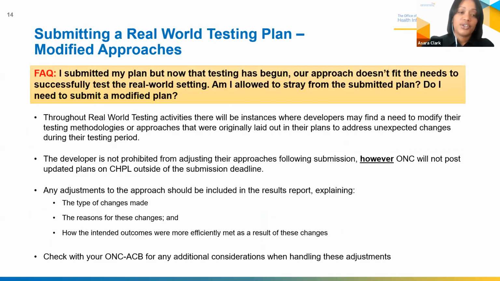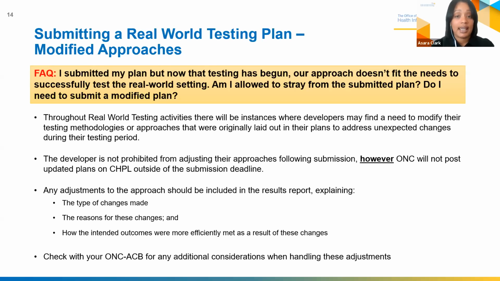All right, so we get an FAQ quite a bit about modified approaches throughout your real world testing activities, okay? So the FAQ is: I submitted my plan, but now that testing has begun, our approach doesn't fit the needs to successfully test the real world setting. Am I allowed to stray from what I submitted to my ONC ACB, and do I have to submit a modified plan? So the answer is you may modify your approaches.